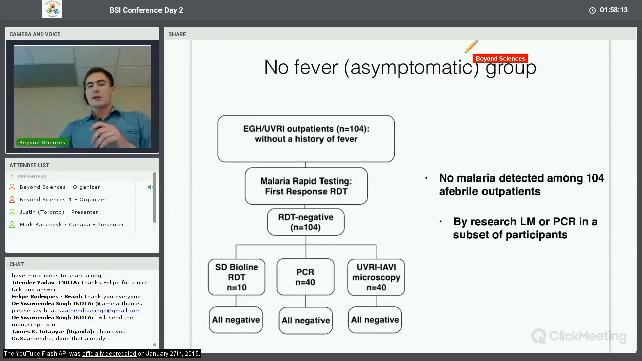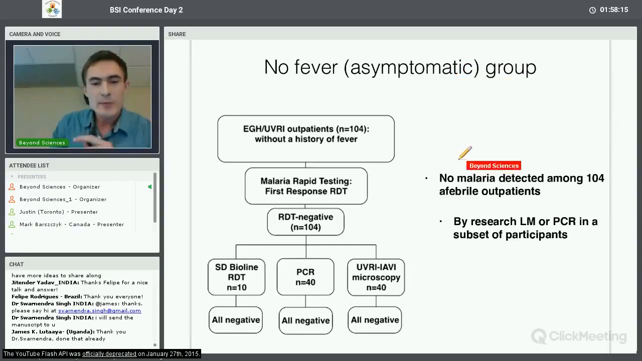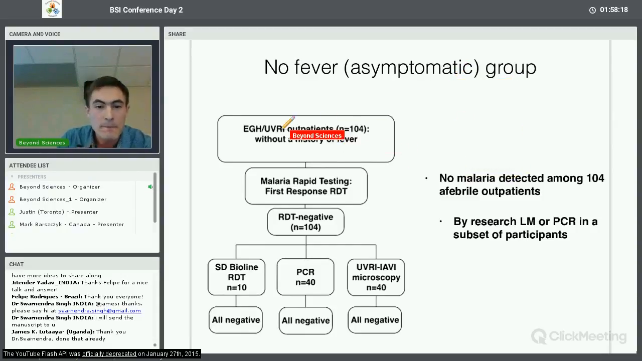In the no fever asymptomatic group, things are much simpler. Basically, none of the 104 women were positive on the rapid test for malaria. In a subset of women tested, none were positive by PCR or research microscopy, implying that the rates of malaria in the general population are probably low.